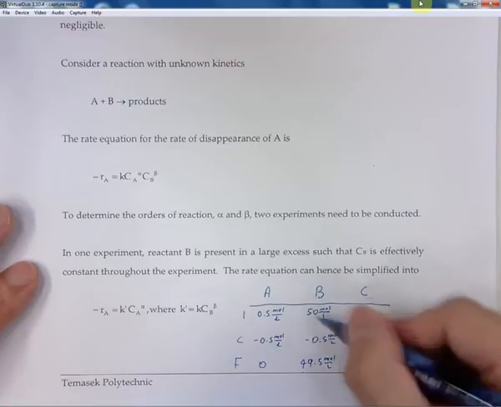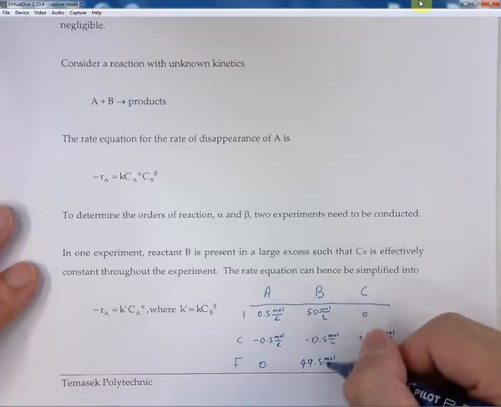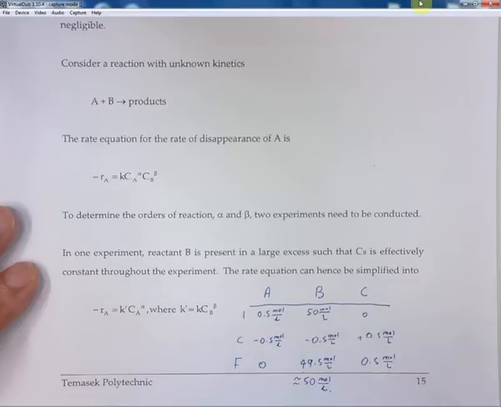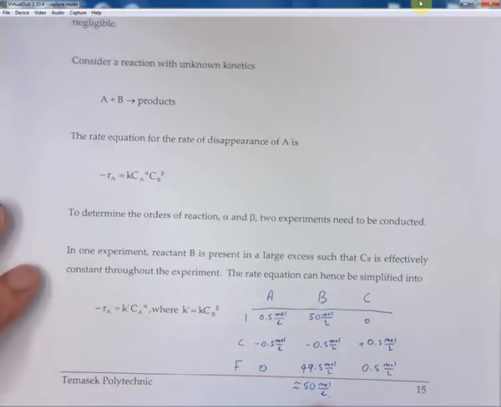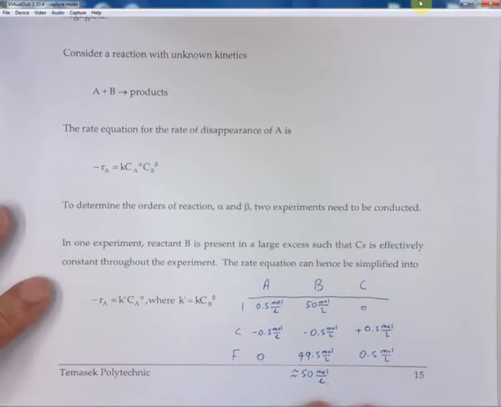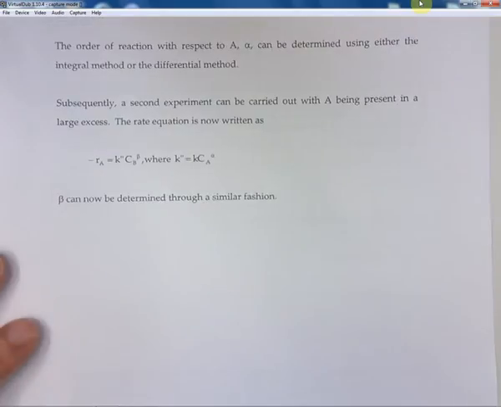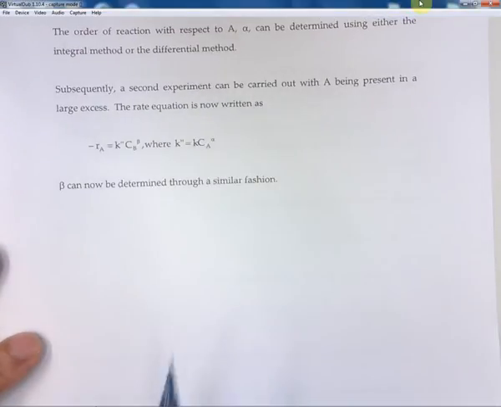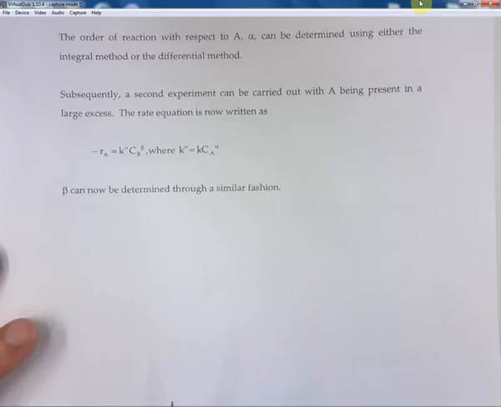Looking at B, the percentage change is in fact negligible, because 49.5 is very close to 50 mole per liter. So effectively we can consider that the concentration of B did not change with time. Then the order of reaction of A can be determined using either the integral method or the differential method.